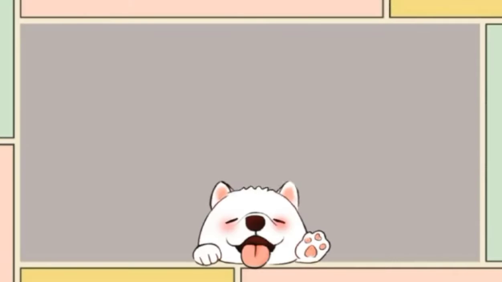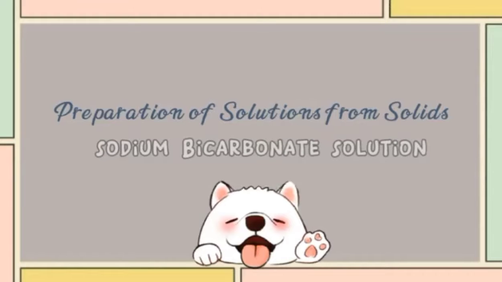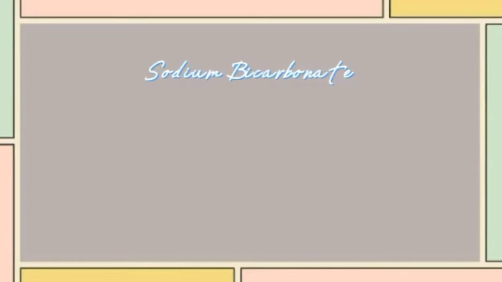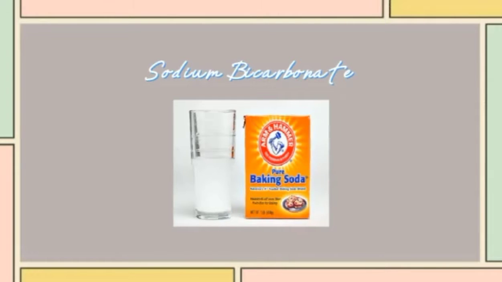Hi everyone, we're back with another laboratory exercise. This time, demonstrating the preparation of solutions from solids with an emphasis on the sodium bicarbonate solution. Have you ever been curious about what really happens when you mix baking soda and water? The chemical compound sodium bicarbonate, sometimes known as baking soda or bicarbonate of soda, has the formula NaHCO3.